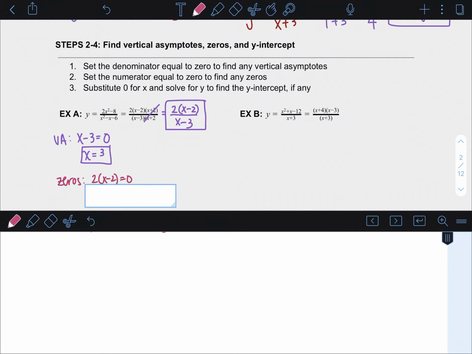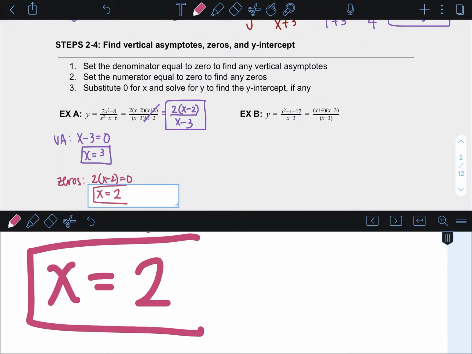And then solve for x, so that gives me x is equal to 2. That's where the 0 will be. And remember, a 0 is the same thing as an x-intercept.